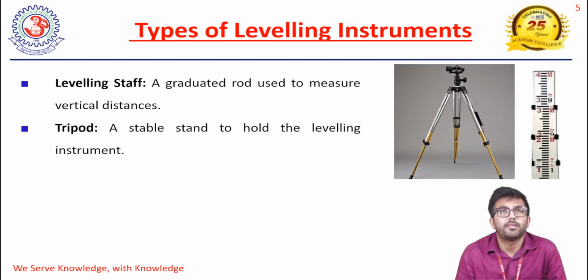Then, as I said, leveling staff is also one of the important instruments. So, when we are seeing through the optical level, through the line of sight, we see one graduated scale presented at one point. At that point, we keep that leveling staff and we take the reading, which helps in determining the height of that point through various calculations that we will discuss later. And a tripod stand. A tripod stand is basically used to hold the optical instrument.